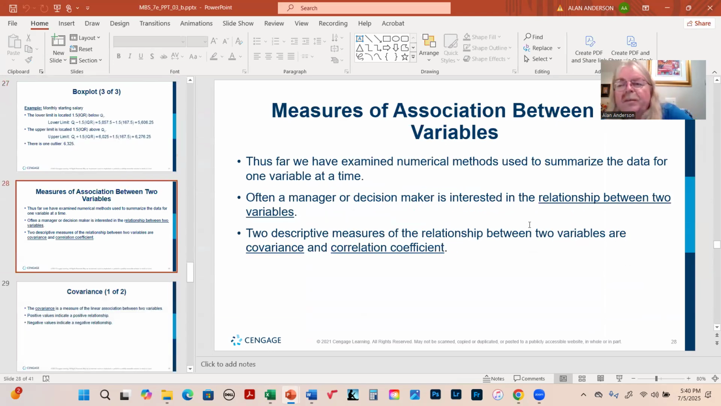Okay, so now we're ready for those measures of association. This is a fairly complicated topic, so I think it would be best if we save this for our next session, because we've gotten a lot done today, and this is something that's going to take a while to get through. So we'll save that for next time, and I'll see you then.